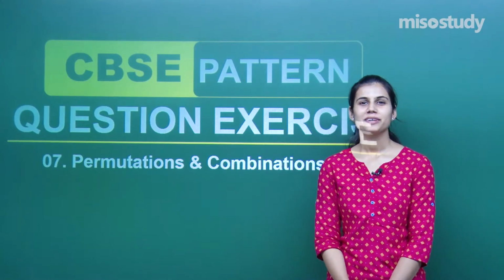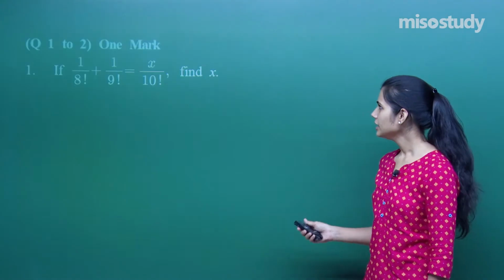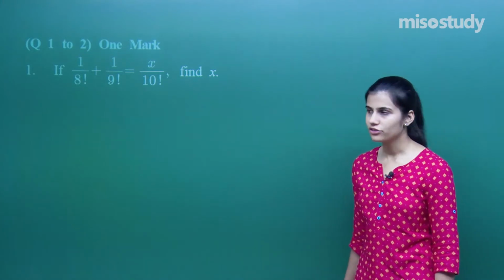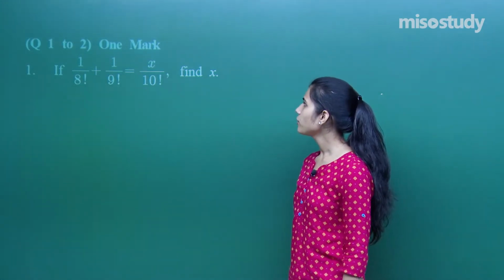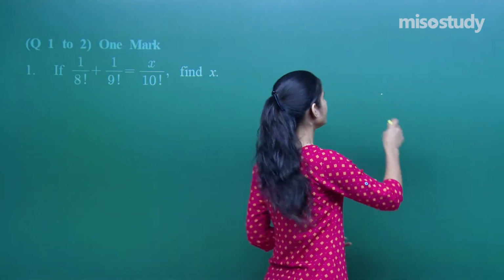Everybody, let's begin our discussion over the questions on permutations and combinations. The first question, for 1 mark, gives us this particular equation: 1 upon 8 factorial plus 1 upon 9 factorial is x upon 10 factorial. We need to find the quantity x.